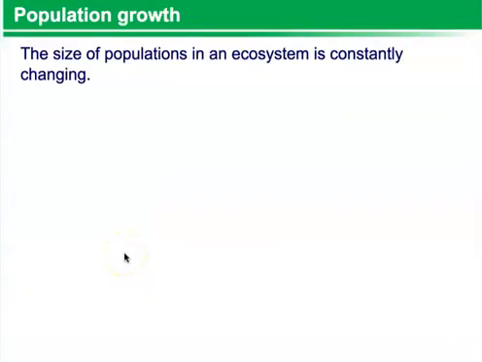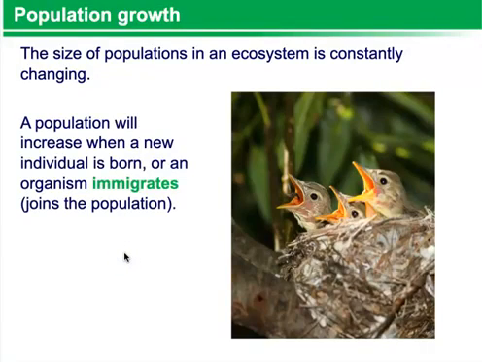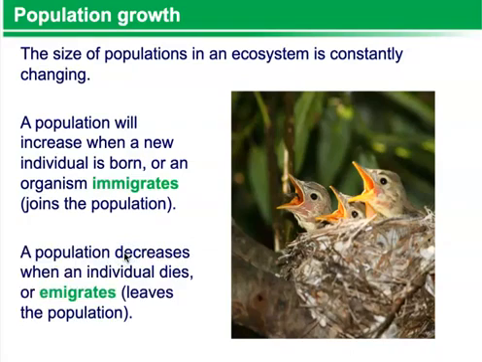Population growth. The size of populations in an ecosystem is constantly changing. A population will increase when a new individual is born or an organism immigrates or joins the population. A population can decrease when individuals die or individuals emigrate. That is, that they leave the population, maybe to find resources in another area.